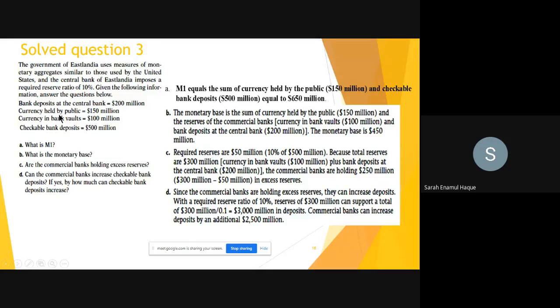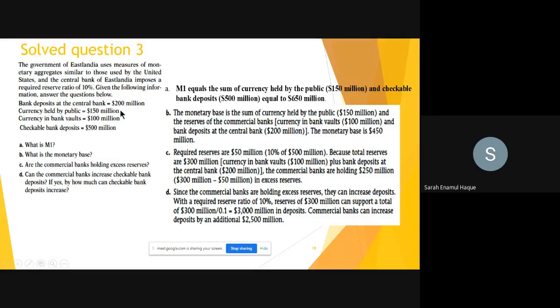Currency held by public. So this is basically the currency in circulation, 150 million. Currency in bank vault. So this is basically commercial banks still have 100 million in their bank vault. So this is the excess reserves. Checkable bank deposit. So this is basically the bank current accounts in the banks.